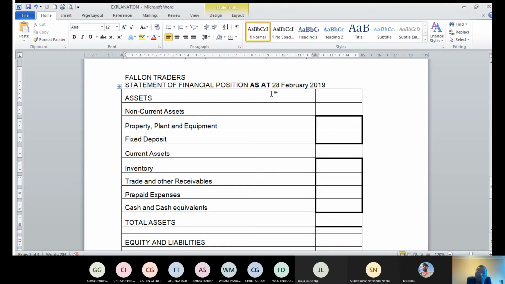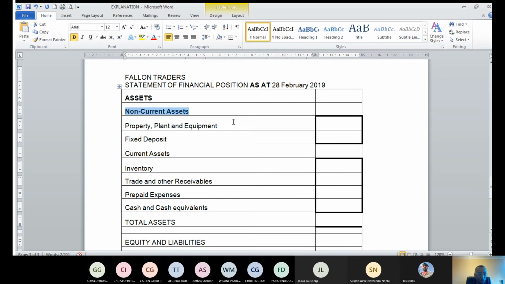Therefore, your heading for your statement is "as at". So as at the 28th of February 2019, which is the end of the financial year, this is the time at which we are listing all our assets, equity, and liabilities. The first heading is called our assets. Then we're going to take a look at our non-current assets first.